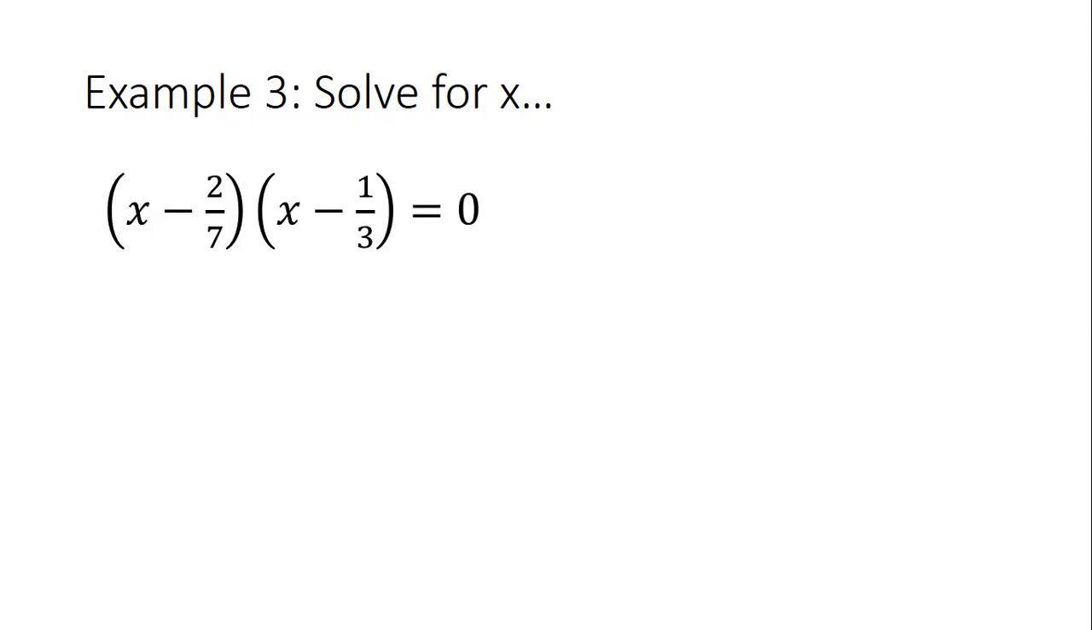All right. So step 0, is it equal to 0? Yes. Step 1, is it fully factored? Yes. Step 2, if I take this, is that equal to 0? I have x minus 2/7 equals 0. I take the next one, x minus 1/3 equals 0. Done.